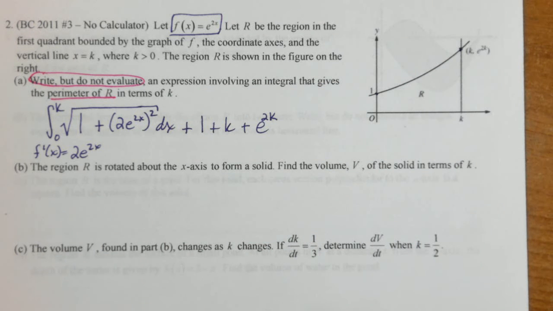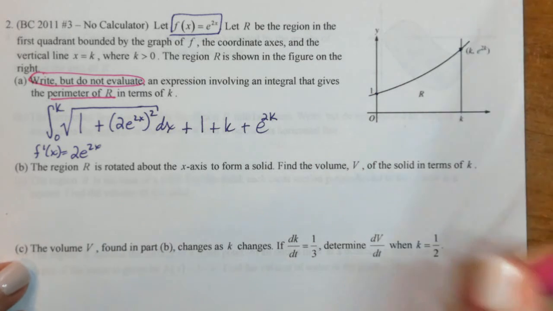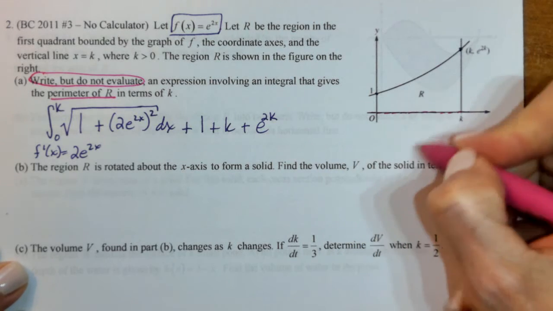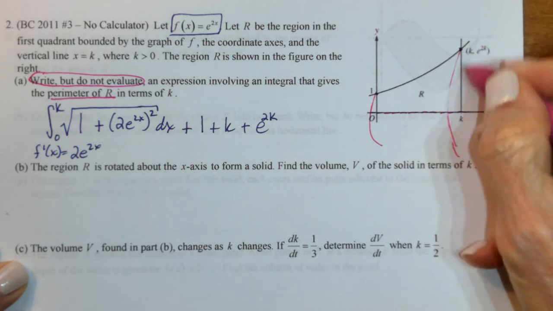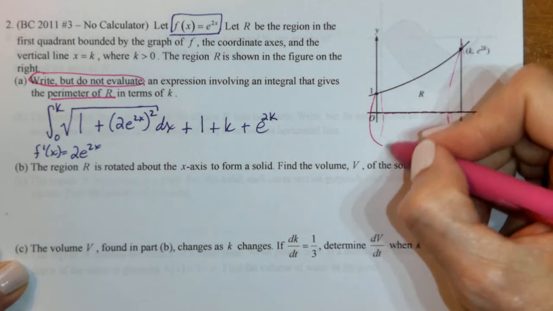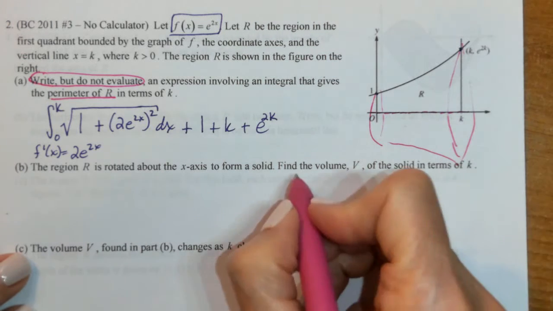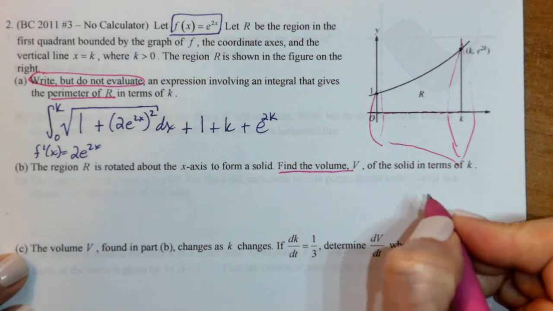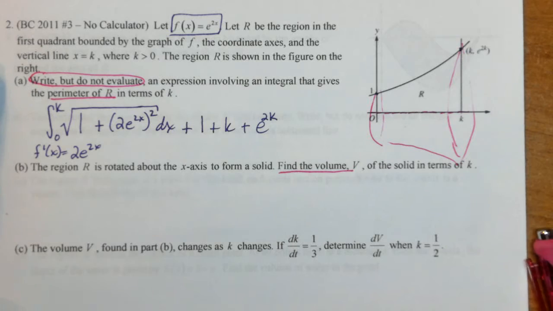Let's go on to part B. In part B, region R is rotated about the x-axis to form a solid. So here's our axis of revolution, and we're revolving this around. So it's going to look kind of like that. Okay. So find the volume V of the solid in terms of k.